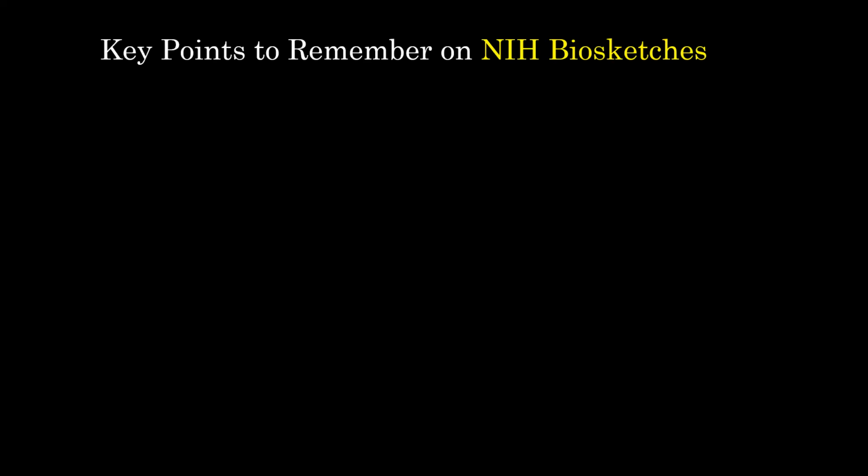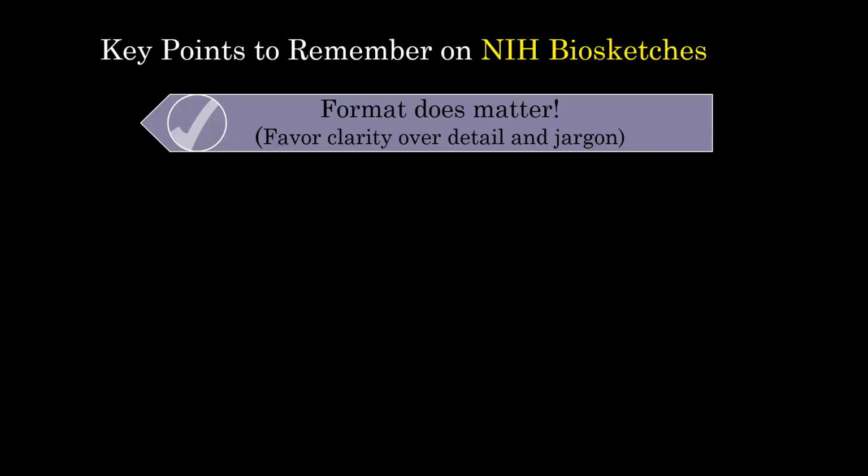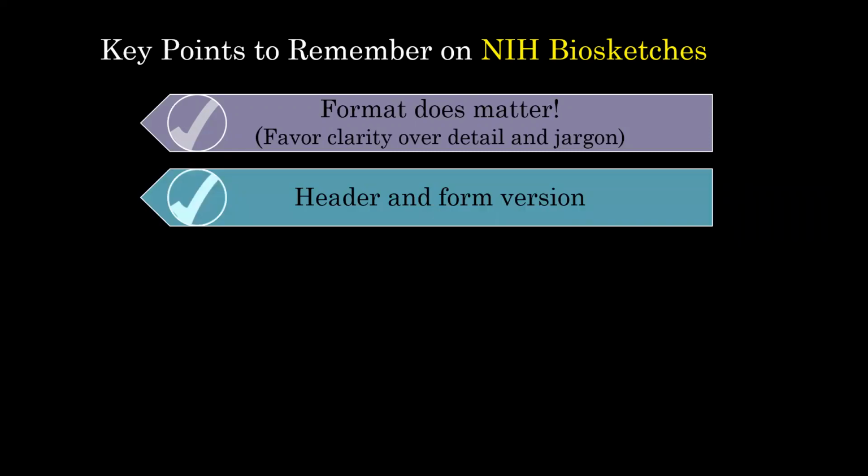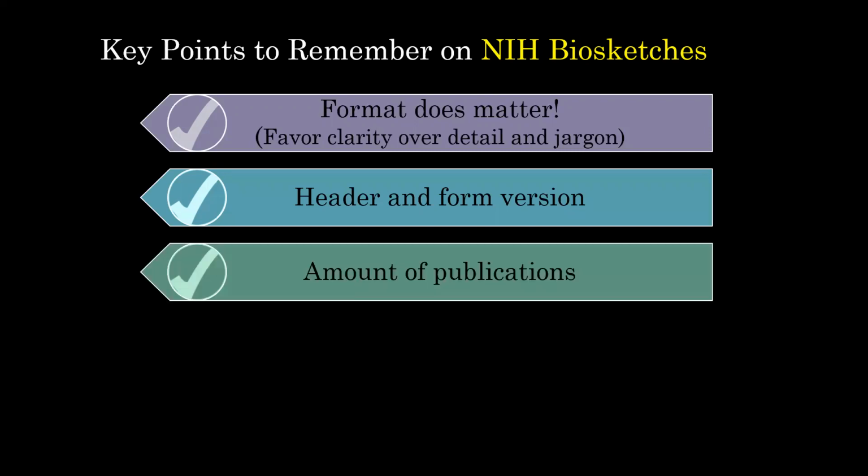So what are some key points to remember on NIH Biosketches? Format does matter. Like I said before, think of yourself as a reviewer, and what would you look for? Anything that's clearly organized, well written, and formatted correctly is always going to be more favorable. Always make sure you have the correct form. Always look at the header and the form versions and make sure you're using an up-to-date form. The amount of publications, like I mentioned before, is a common mistake that I see a lot, where they have more publications listed. So make sure that they're using the amount that they are limited to.